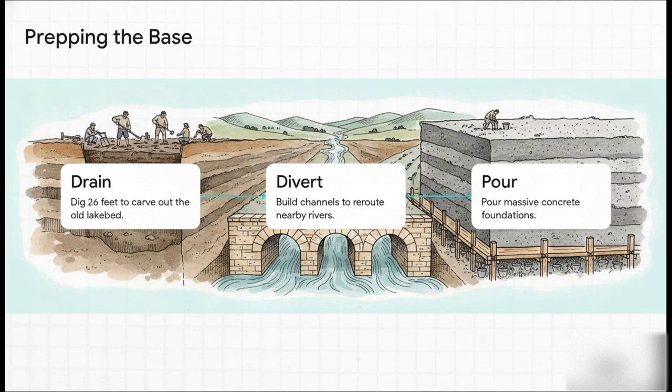First up, they obviously couldn't just build right on the mud, so they dug down 26 feet beneath the surface to carve out the old lake bed. Step 2 was managing all that water. They built this incredibly complex system of underground channels and sewers just to reroute the rivers and streams that were flowing from the nearby hills away from the valley. Only once the water was completely diverted and the mud was fully excavated did they reach a point where they could actually finally start pouring their foundation.